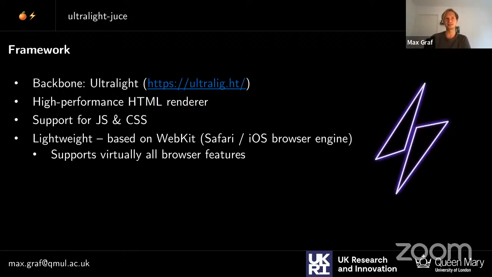And Ultralight is a high-performance HTML renderer supporting JavaScript and CSS and HTML. It's written in C++, so it integrates nicely with JUCE and CMake. And it's based on the WebKit browser engine, so that's the same one that Safari and the iOS browsers use, which means it virtually supports all browser or web development and web design features out of the box, which is very nice.